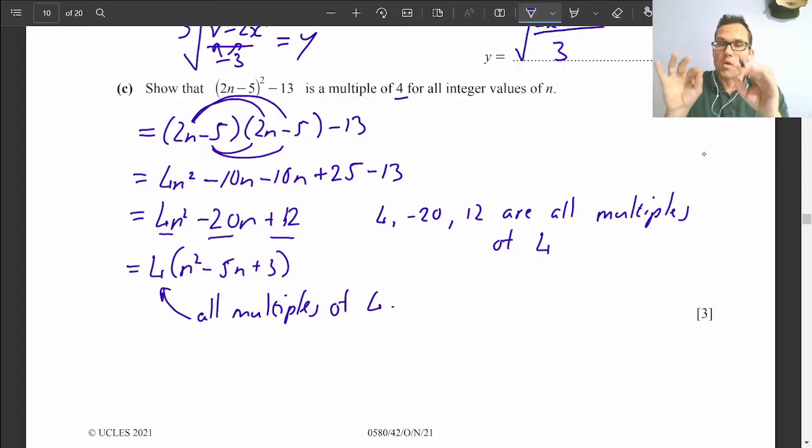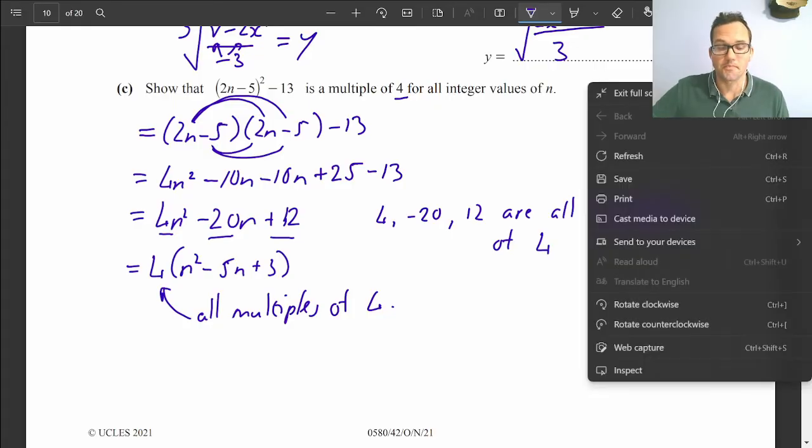So when a question is a bit confusing, you read it, you're not quite sure what to do, start with what you can do, and that is expanding those brackets. And as you go along, things might become more clear. That's how to approach these questions.